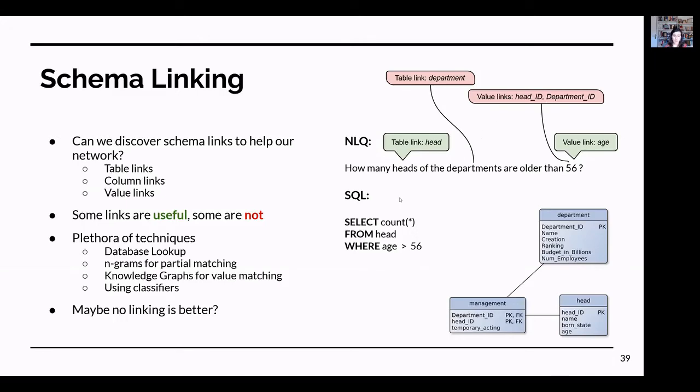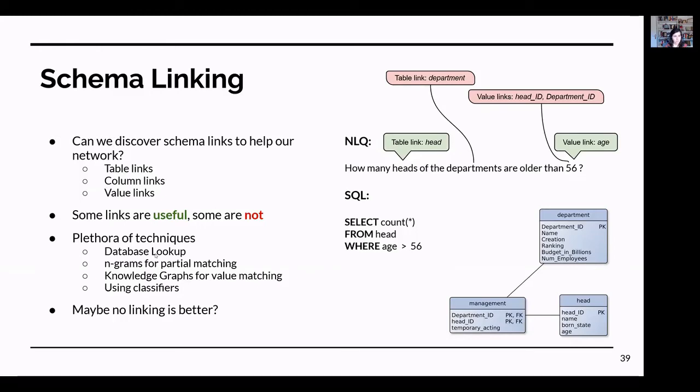Now, we have a plethora of techniques to perform schema linking, and database lookup is one that we have already discussed in the first part of our tutorial, when we were discussing the early database approaches for the text-to-SQL problem, where inverted indexes were used in order to map elements from the query to underlying tables, attributes, and values. But here we're also going to discuss other approaches in more detail.